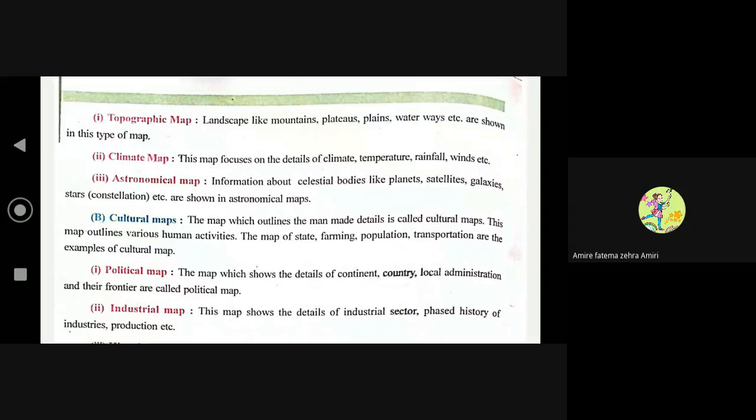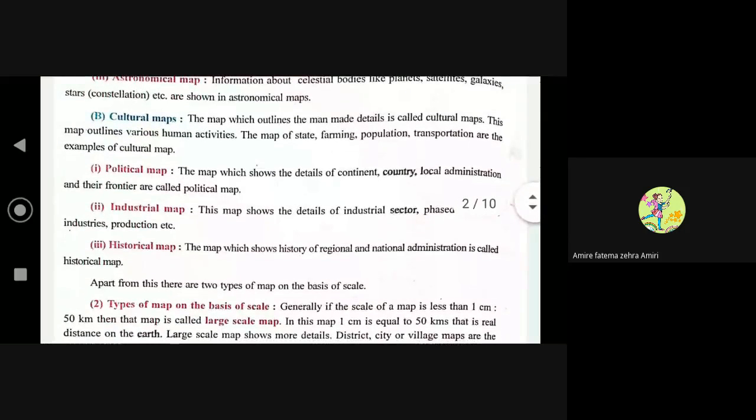Yes, ma'am. Now is the political map, okay? And industrial map and historical map. So what all is seen on the political, industrial and historical map? Zainab, say.